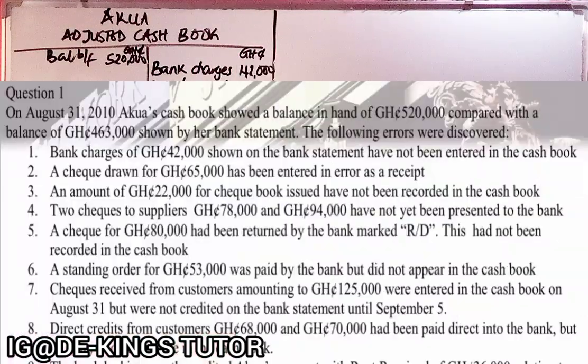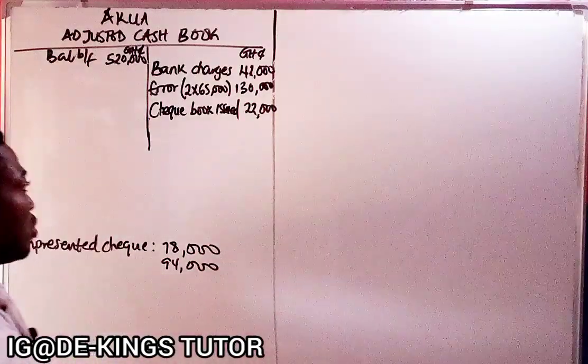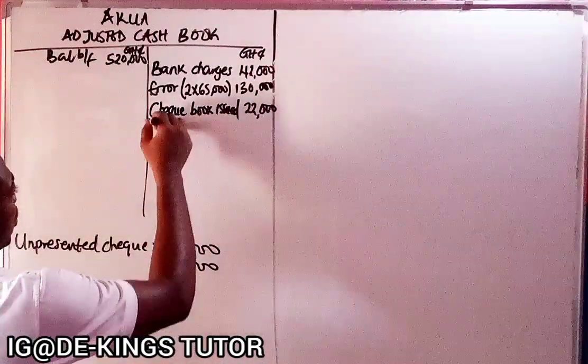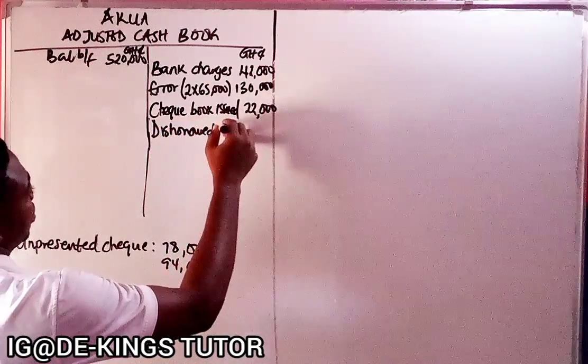Now the next one said a check for 80,000 Ghana cedis had been returned by the bank, marked R/D. This had not been recorded in the cash book. That is what we call a dishonored check, a check that was not honored. So right here, dishonored check.